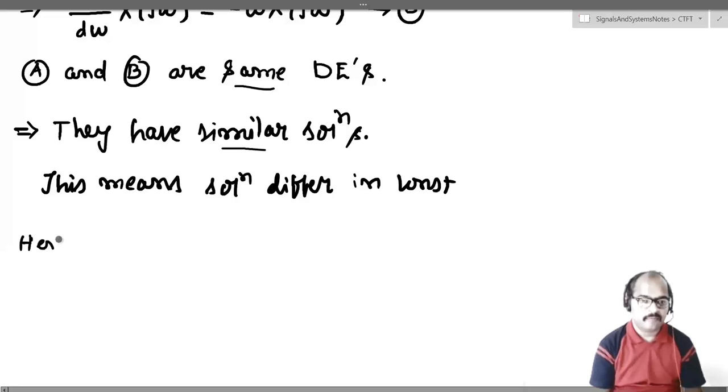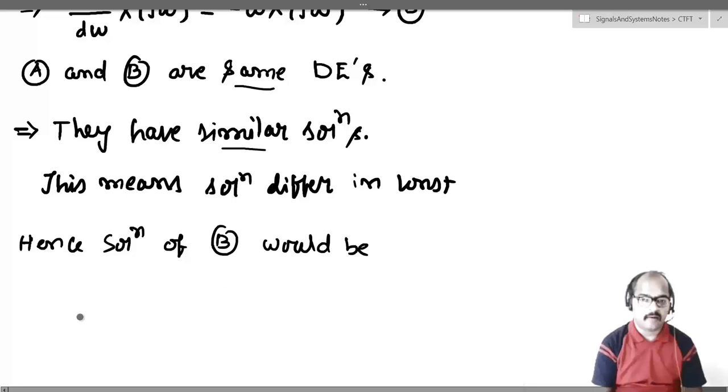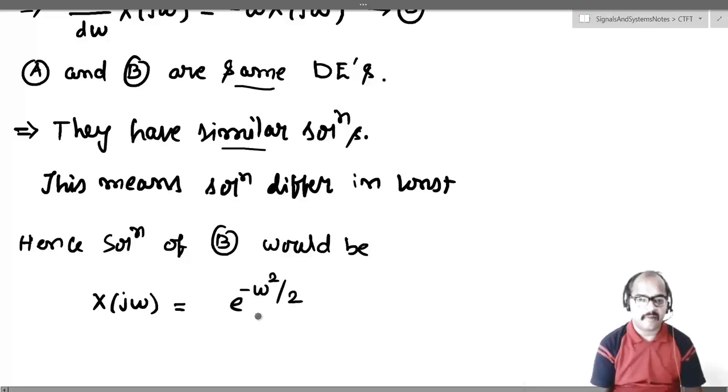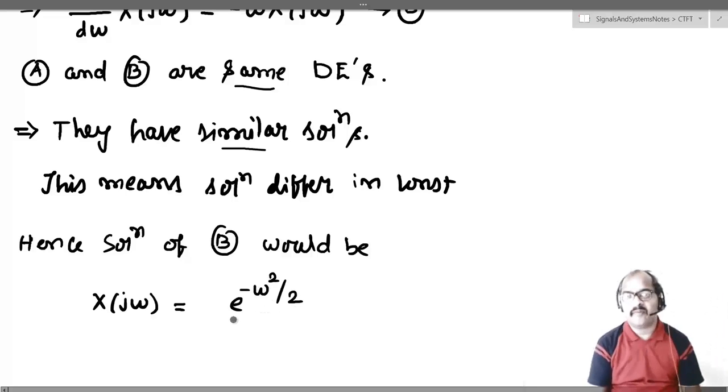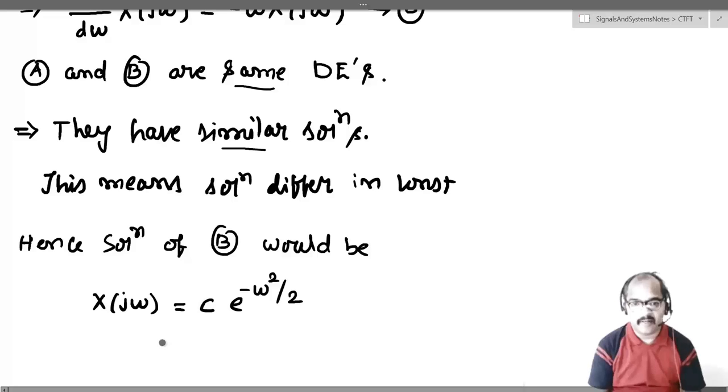So hence the solution of B would be equal to how much here? We should have a similar solution, and hence you get x of j omega equal to e power minus omega square by 2. Previously in the time domain we got e power minus t square. Here you will get e power minus omega square. But where do they differ? They differ in that scaling constant, that is c times e power minus omega square.